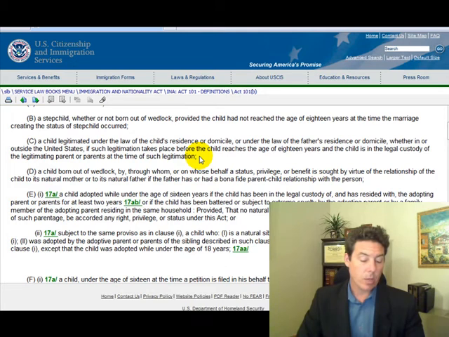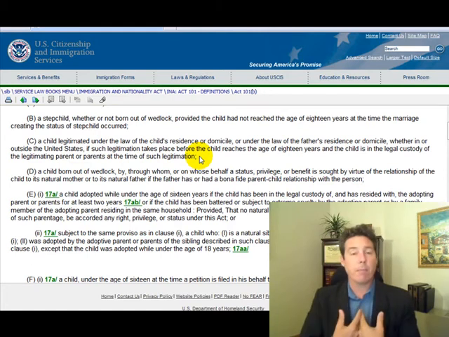Some jurisdictions consider a child legitimated if the biological father acknowledges or formally recognizes the child as his own. A father's acknowledgement is valid under the law of his residence or domicile, even if the acknowledgement occurred outside of that country.